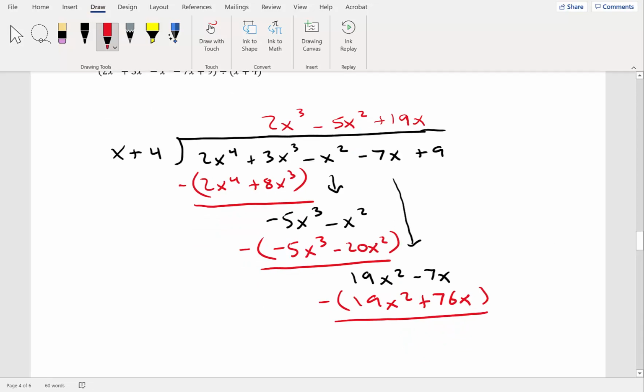Okay, 19x squared minus 19x squared cancels out. Negative 7x minus 76x, that gives me negative 83x.